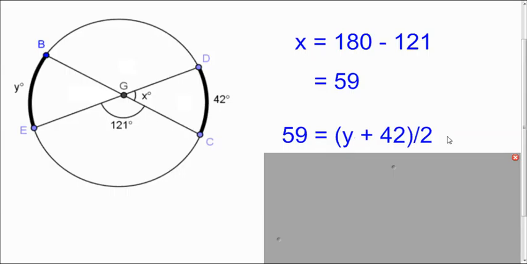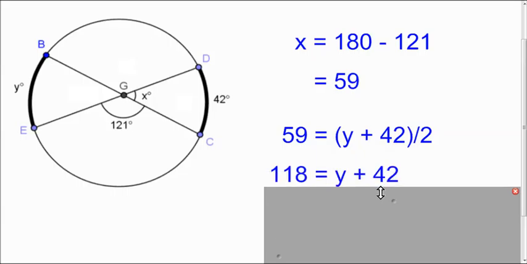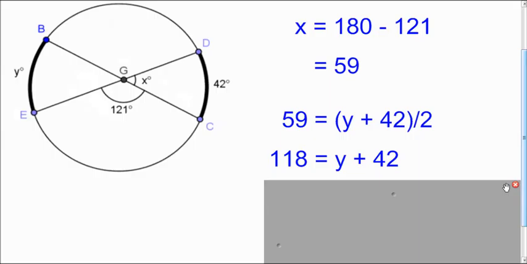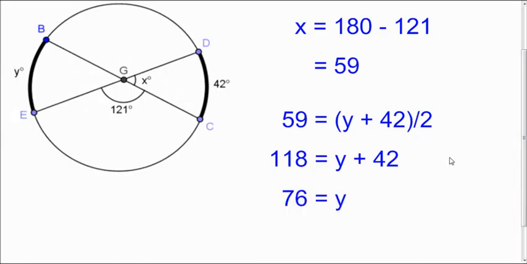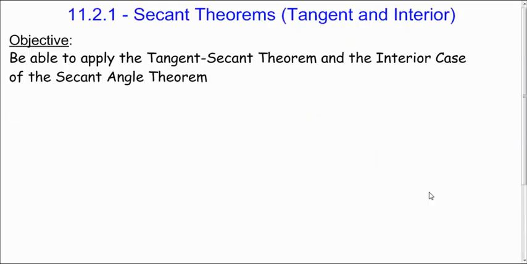There's lots of ways to solve this. I multiplied both sides by 2 here. So we end up with this equation. And so now we just have to subtract 42 from both sides, and we end up with 76. In this lesson, we learned about the tangent secant theorem and the interior case of the secant angle theorem. Thank you for watching this video.